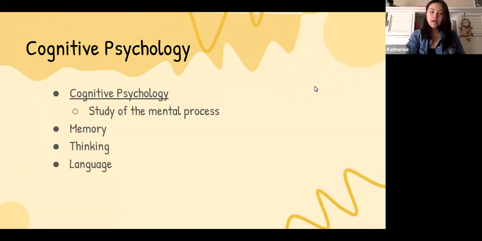Okay, so first of all, cognitive psychology. This is the study of the mental process. Anything such as processing information is going to all be under cognitive psychology. Cognitive psychology is going to be split into three parts: memory, thinking, and language.